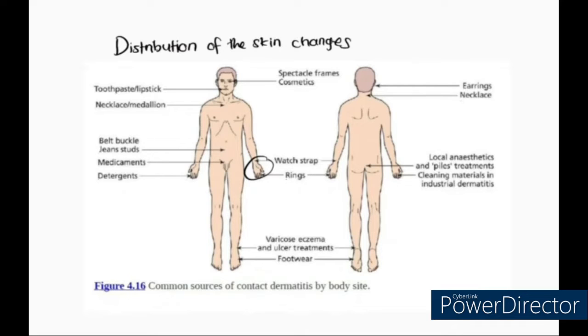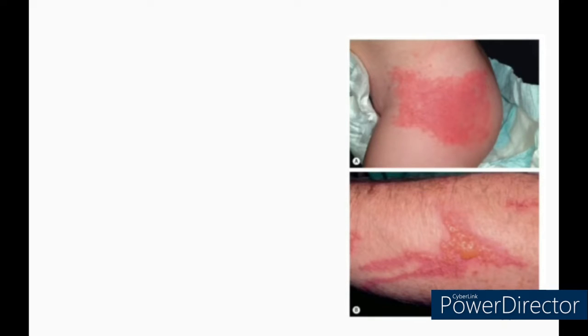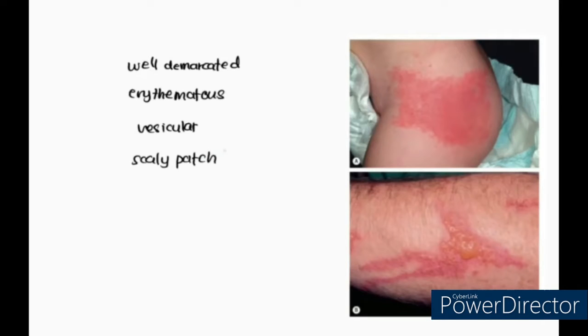Distribution of the skin changes is often helpful in identifying the underlying cause. Hand dermatitis can result from glove allergies, which is rubber and latex, and an itchy rash on the foot may indicate allergy to footwear, which is potassium dichromate. The classic picture of contact dermatitis is a well-demarcated erythematous, vesicular, scaly patch or plaque with well-defined margins corresponding to the area of contact.